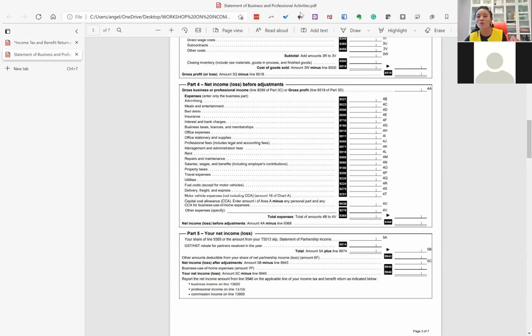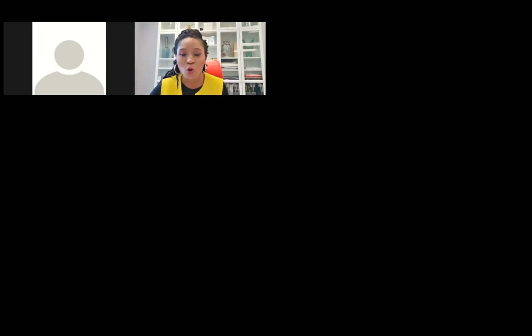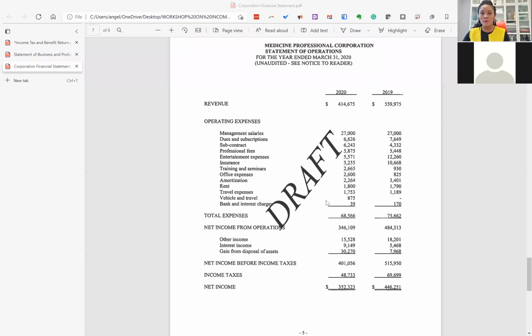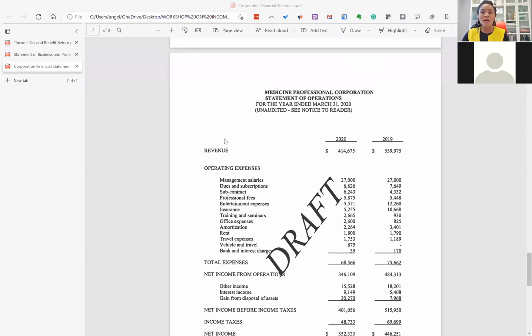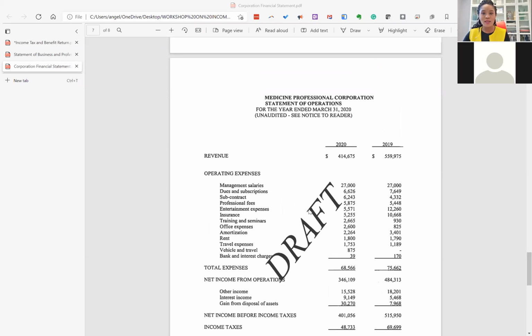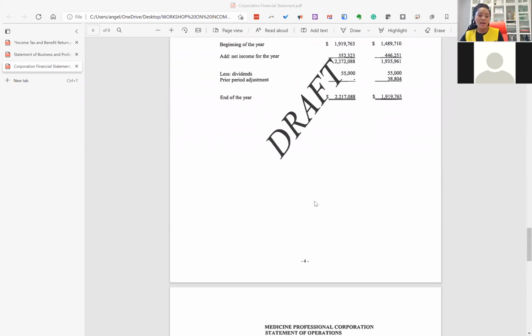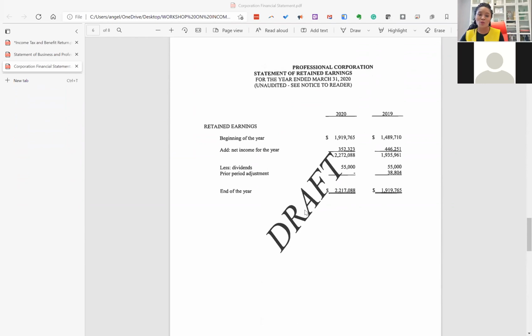But what if we're dealing with an owner that has a corporation? So I'm going to stop my share again and try to open a financial statement that's for a business. So if everyone can see the new document that I have up, this is a corporate financial statement. And if a person has a corporation, you really need to be looking at this.